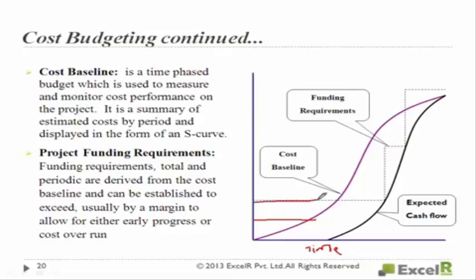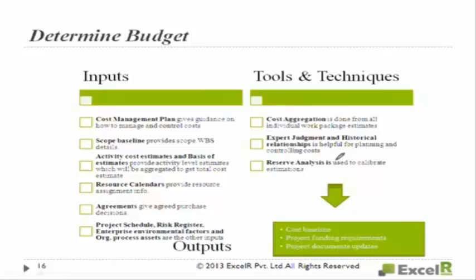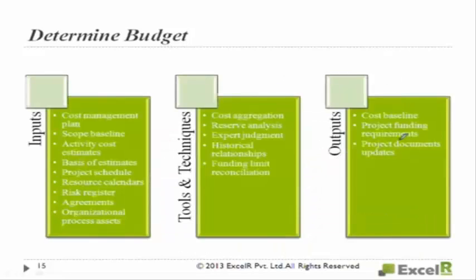See, this is the level of the funding requirement you need. This is the money you need. So as the execution goes on, the line will grow. So that is the reason it normally takes the S curve. Your project funding requirements take an S curve. These are project funding requirements, and you may end up updating some project documents. So this is called a project document update.